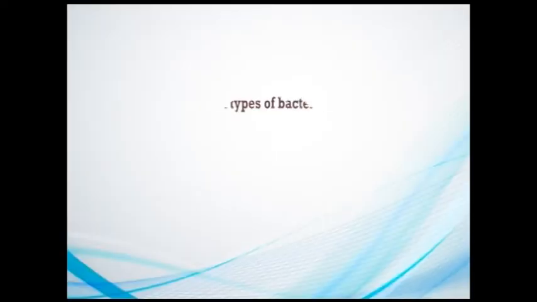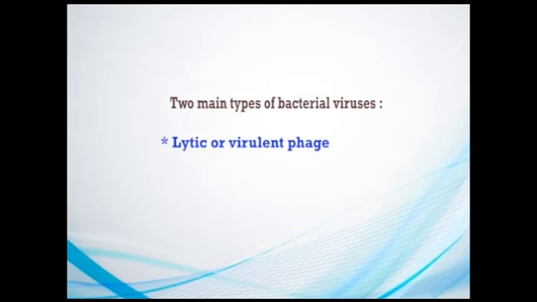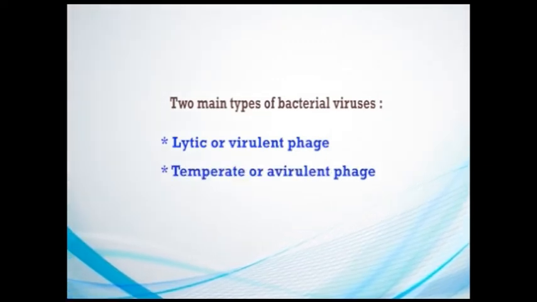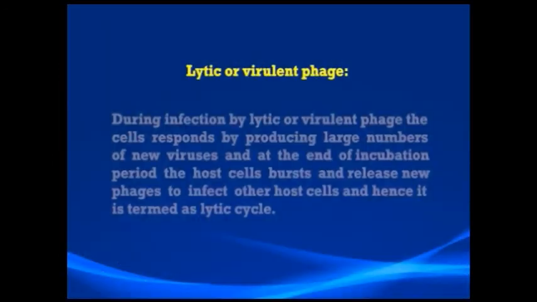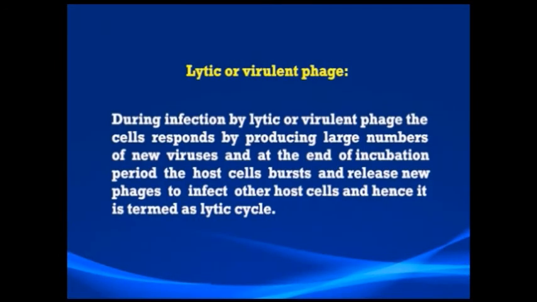Now we'll come to the general characteristics of bacteriophage. There are two main types of bacterial viruses: the lytic or virulent phage, and the temperate or avirulent phage. During infection by the lytic phage, the cell responds by producing a large number of new viruses, and at the end of the incubation period, the host cell bursts and releases new phages to infect other host cells. Hence it is termed the lytic cycle.